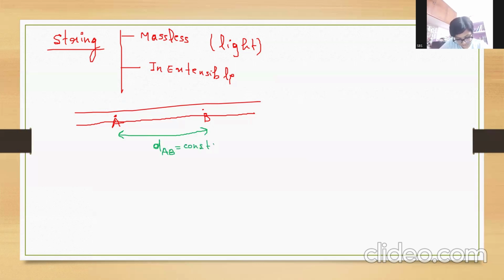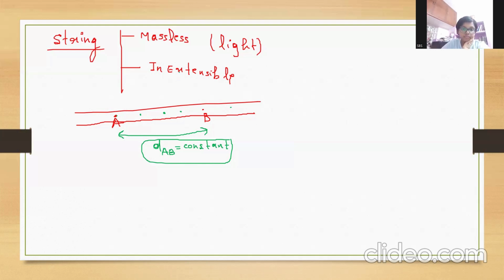That is the meaning. Understood? DAB is constant. DAB constant means, like you have a wire, for example, DAB means any 2 points. Not only A and B, if you take any points inside the string, the distance between them will not change. Inextensible means DAB should be constant. If it is 3 meters, it will remain 3 meters. Then only it is inextensible.